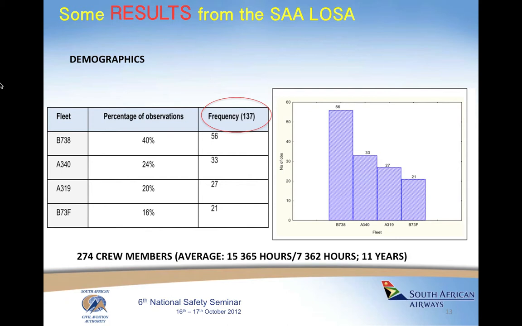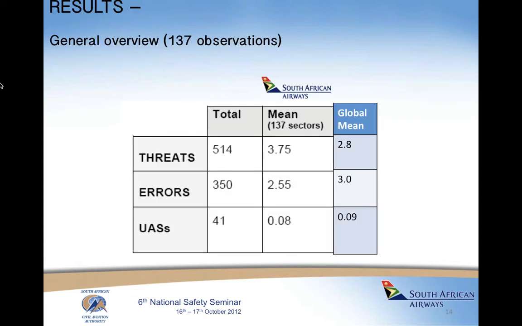The average experience level of the captains involved in the study was 15,365 hours, while in the case of first officers, the mean experience level was 7,362 hours. The mean experience level of pilots operating advanced aircraft was around 11 years. A total of 514 threats were logged. This equates to a threat prevalence rate of 3.75 threats per sector. It appears from this data that the number of threats managed by our crew per sector were on average more than the global norm.